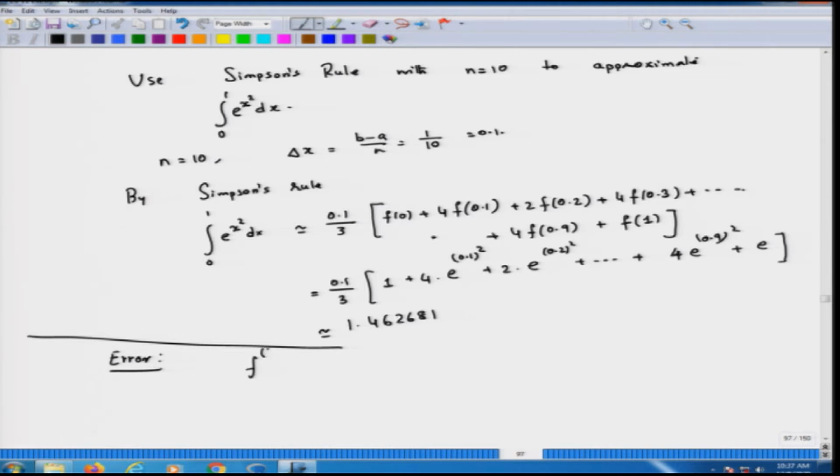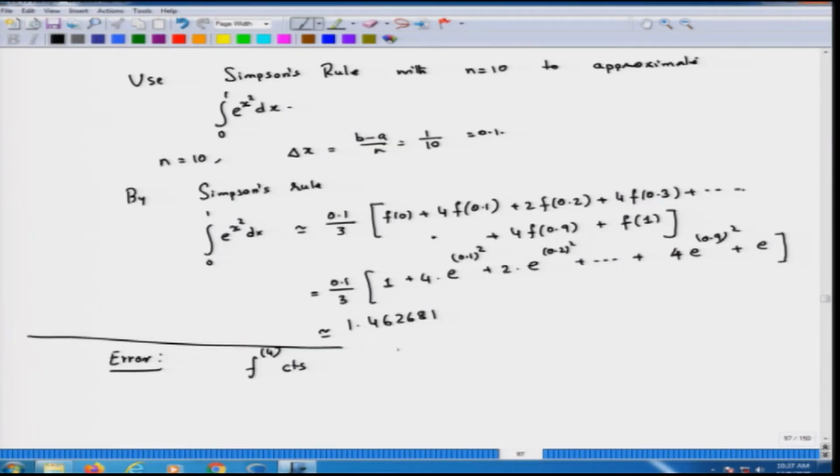Here we need to assume that the f we are integrating is fourth order differentiable, and this fourth order derivative of f is continuous, and assume that the modulus of the fourth order derivative is less than or equal to M. Then the error term in Simpson's rule, the modulus of the integral from a to b minus S, the approximation, is less than or equal to (b minus a) to the power 5 divided by 180 n to the power 4 into the bound of f 4.